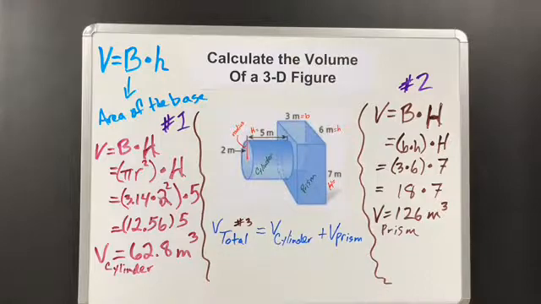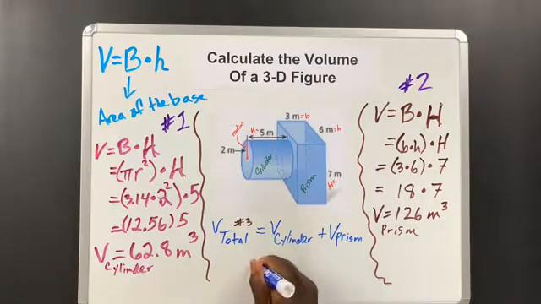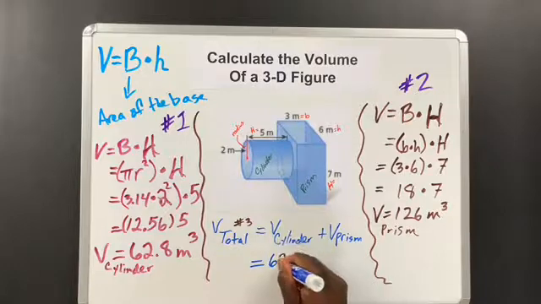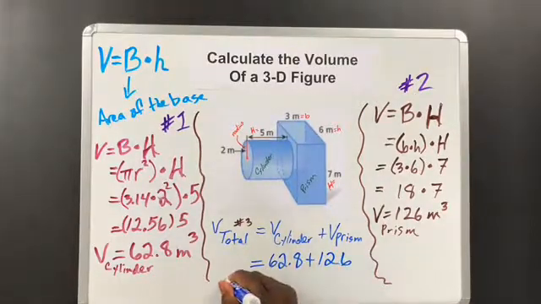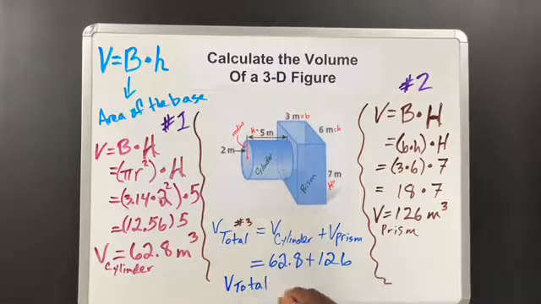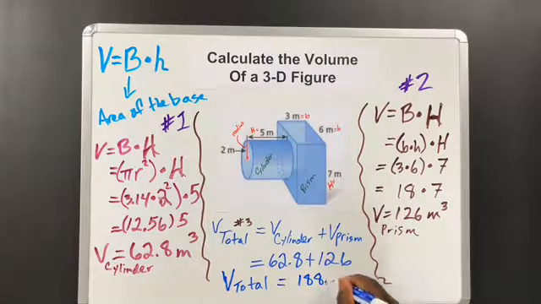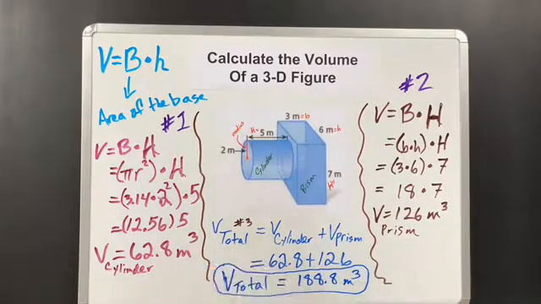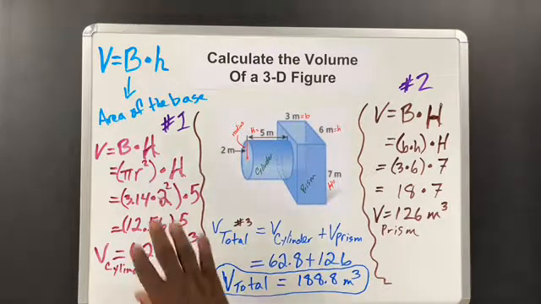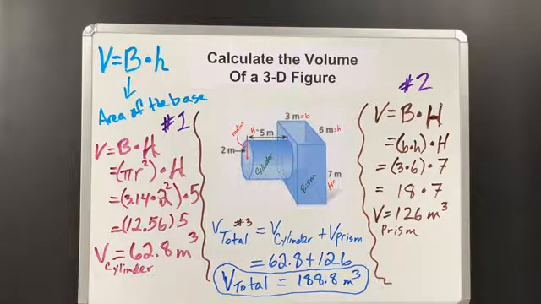So, to get the total volume, all we have to do is add up these two values. The volume of the cylinder, which is 62.8, plus the volume of the prism, which is 126. Therefore, our total volume is going to be equal to 188.8 meters cubed. This is our final answer. This is a 3-step problem. First, we had to calculate the volume of the cylinder, calculate the volume of the prism, add those two together to get the total volume of this composite figure.